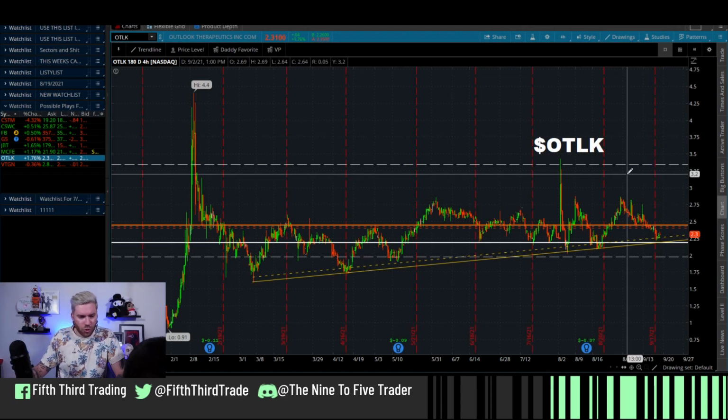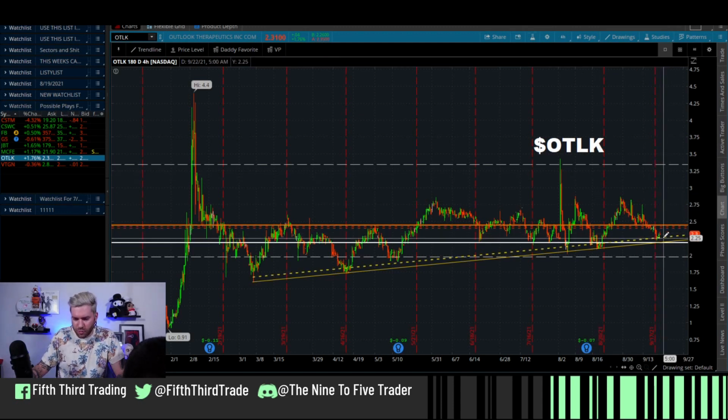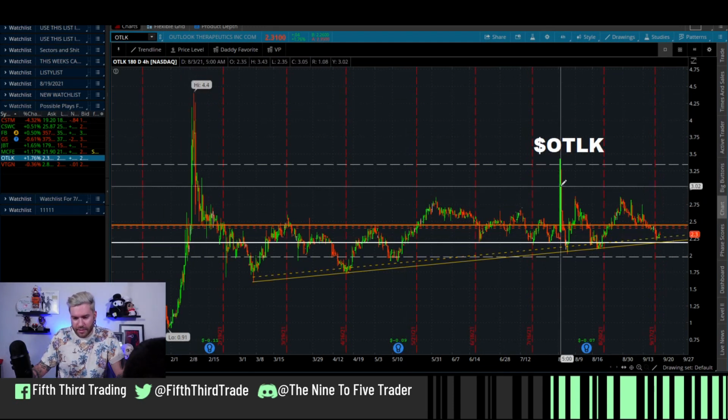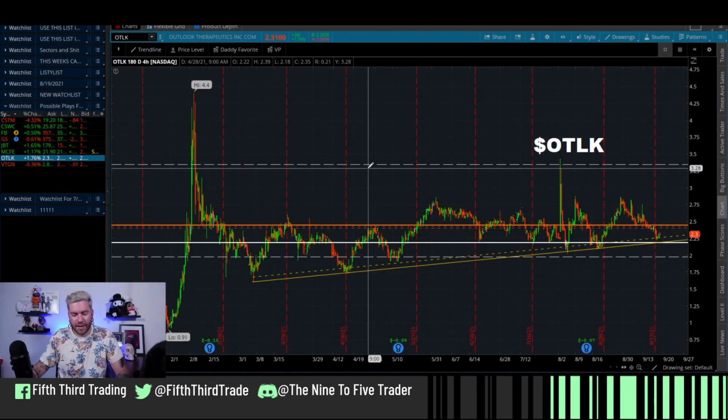Check the FDA approval calendar, but if OTLK holds well here and this old support holds well, this bad boy could be an absolute rocket. It may not happen like this. You may get one of these, or OTLK has that same kind of idea.